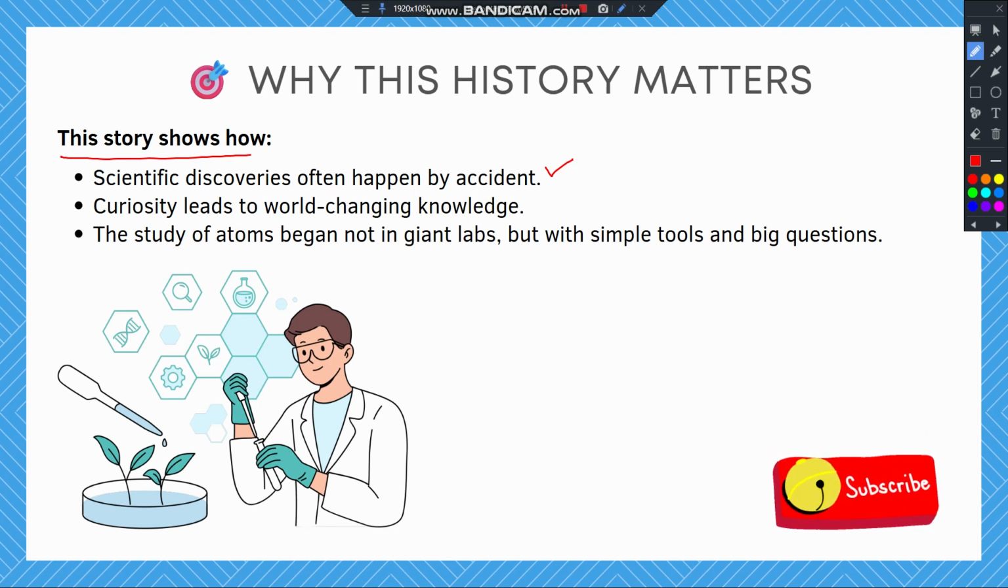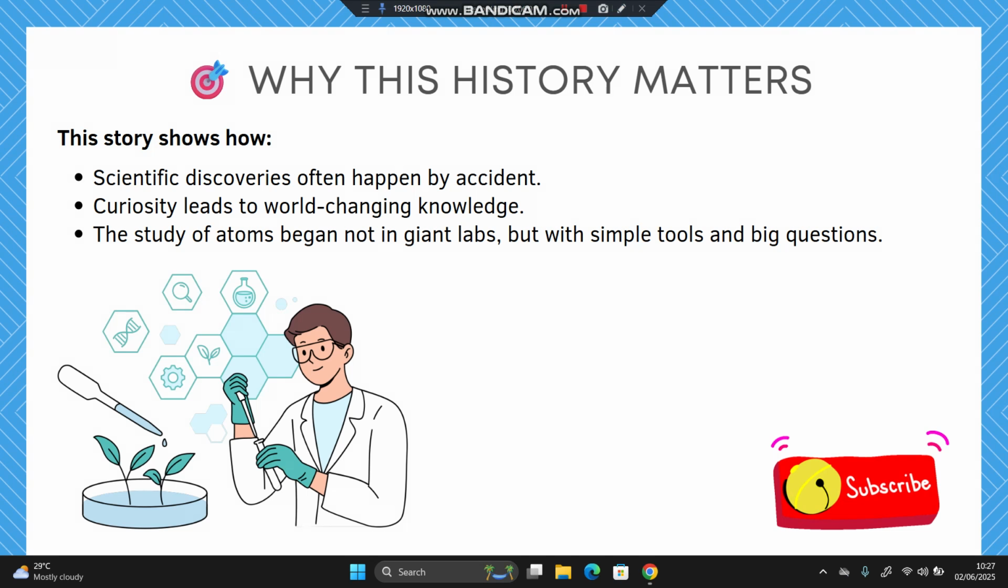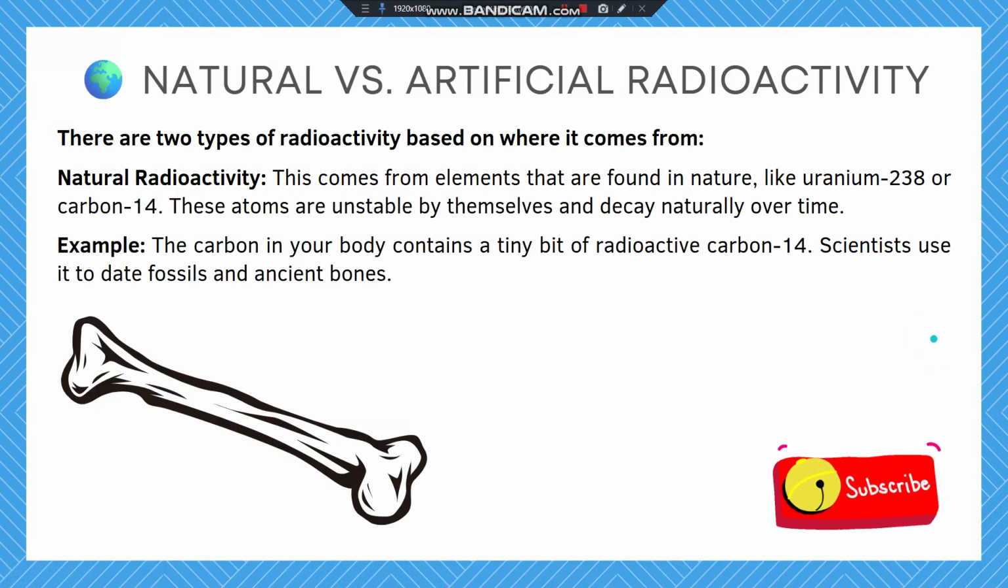Second thing is that curiosity leads to a world of changing knowledge. All the scientists that I just mentioned had one thing in common. They were very curious people, willing to take a step to discover new things. So the study of atoms began not in giant labs, but with simple tools and with big questions. Remember, we stated that they were using their bare hands initially, and the small tools that they had access to.